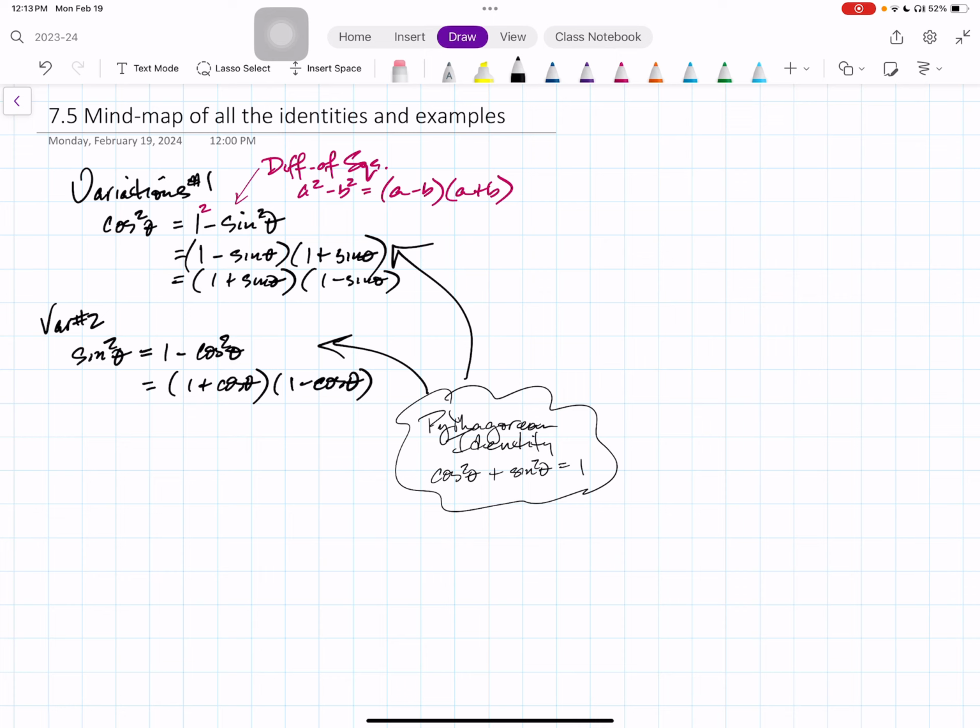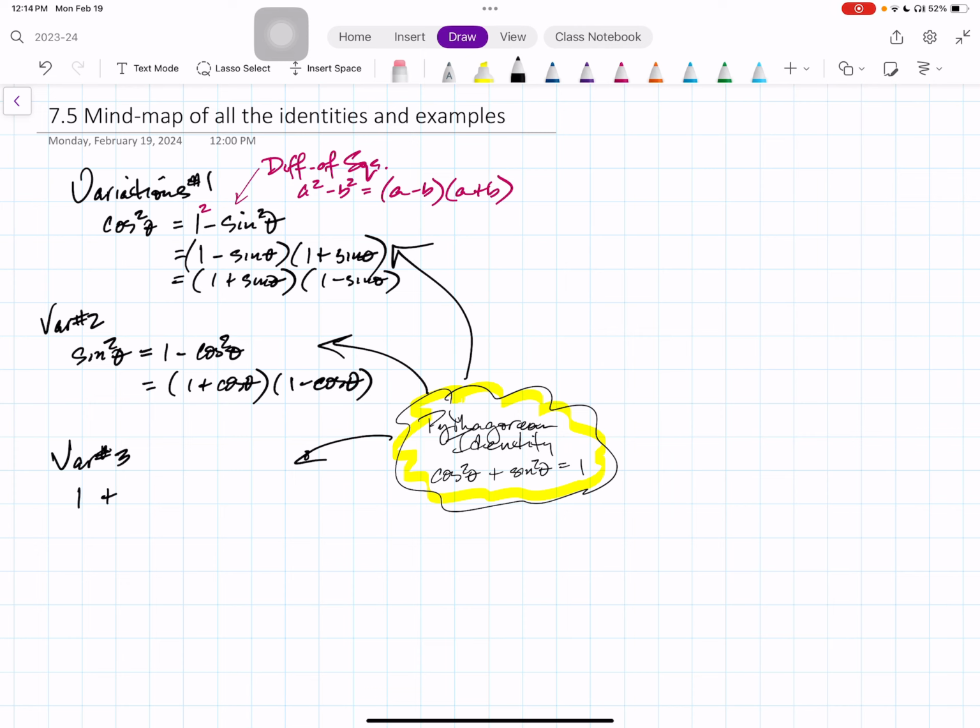Variation number 3. What happens when you divide this identity by, let's say, cosine squared theta? What do you get? Just visualize this in your mind. I'm talking about the main Pythagorean identity in the middle of the screen. If you divide everything by cosine squared theta, things simplify. Cosine squared theta divided by cosine squared theta is 1.